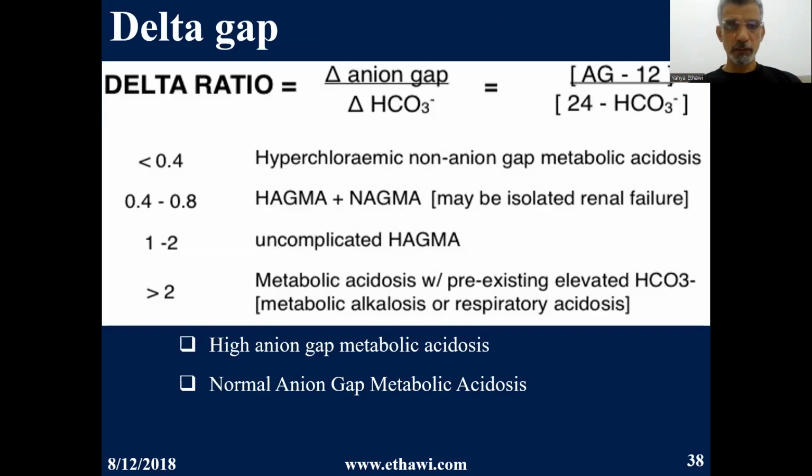There is the delta ratio, and there are HAGMA and NAGMA, which are very important. The delta ratio is the change of anion gap over the change of bicarb, which is equal to anion gap minus 12 over 24 minus bicarb. And if it's less than 1, it's hyperchloremic non-anion gap metabolic acidosis. HAGMA and NAGMA may be isolated or mixed, for example in renal failure. HAGMA is high anion gap metabolic acidosis, and NAGMA is non-anion gap metabolic acidosis. Not very important, but I just want you to know that the delta gap exists. You can also pause the slide and read about it.